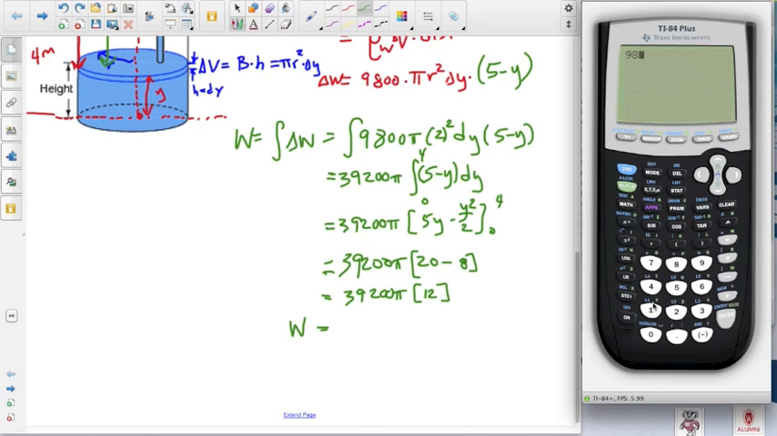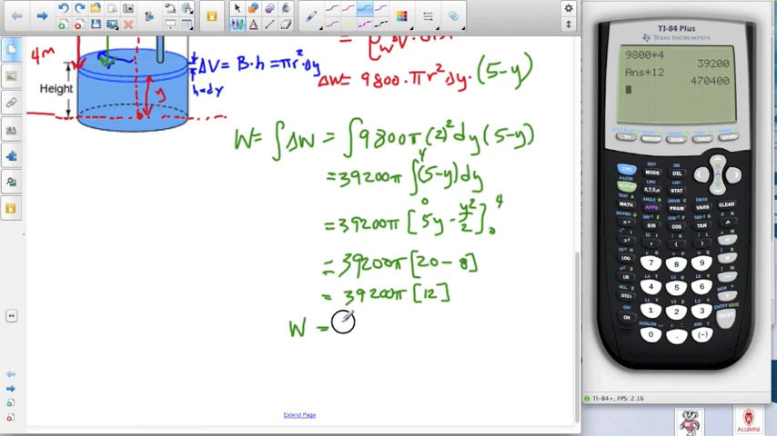let's just make sure that 9,800 times 4 was right. Yep, 39,200, and then times 20 minus 8, that is 12, equals, okay, so that ends up being 470,400 pi. And let's see, we're measuring in newtons and meters, so that's a Newton meter.